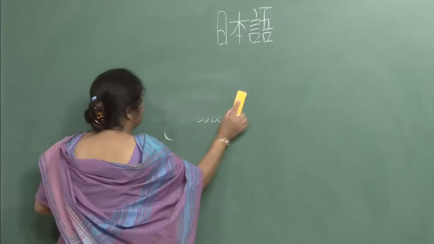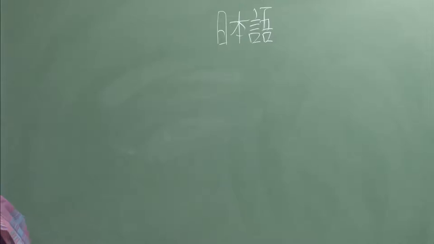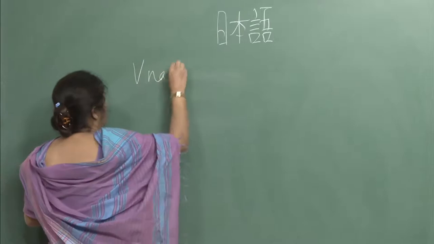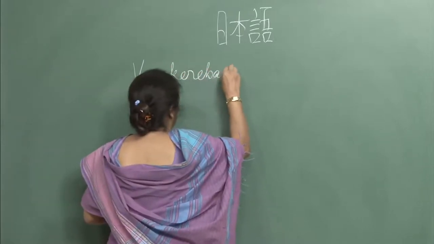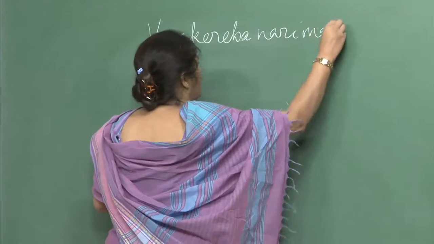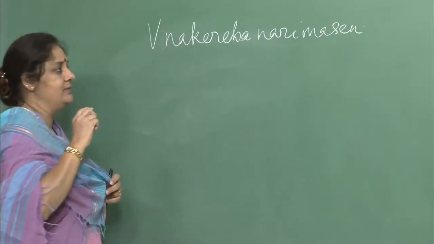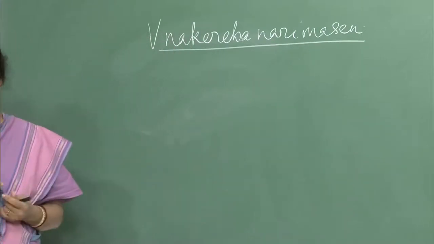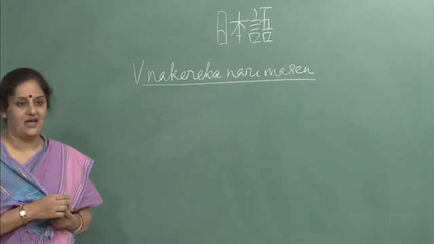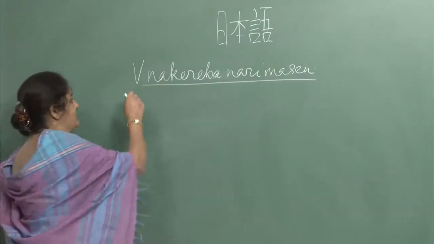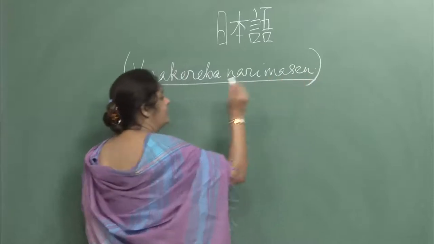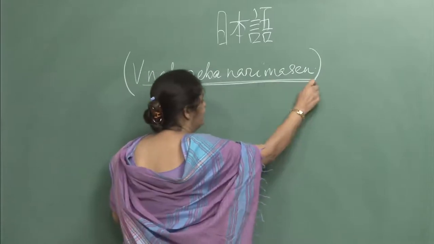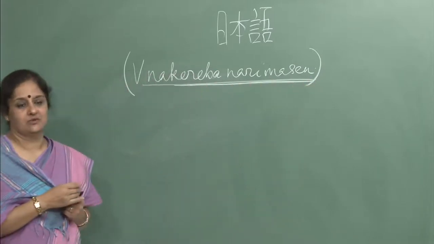Now, what is it? Well, how do you make this form? Verb nakereba narimasen. Now, you will notice one thing that this is in masen, but I am insisting that it means must or have to do. You need to do this. So, please remember this form, though it is in negative, but always the meaning is that you have to do it. You must do as the verb is saying.